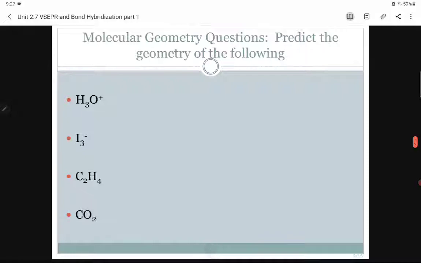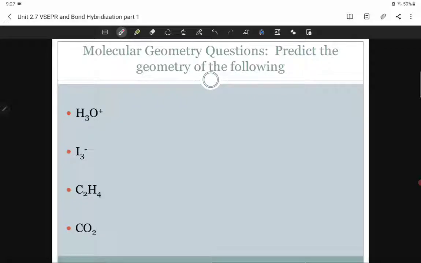Okay, so let's do a couple of these. I think we've actually already done I3 minus, so we're not going to do that one again. Let's do H3O positive, hydronium. So oxygen central atom. You know what? Let's actually go way back and figure out how many electrons, how many dots we're going to use. 3 for hydrogens, 6 for oxygen, and then that's a +1 ion, so we have to subtract 1 electron. So I think we're going to have 8 electrons.